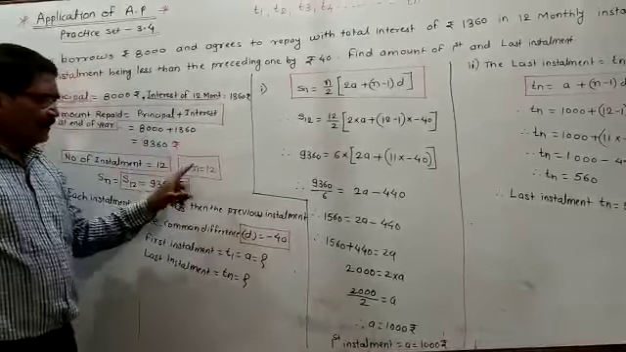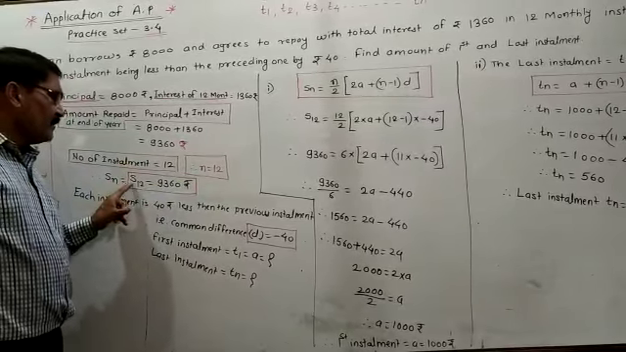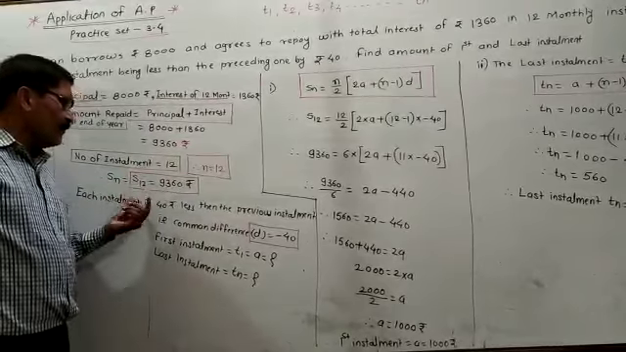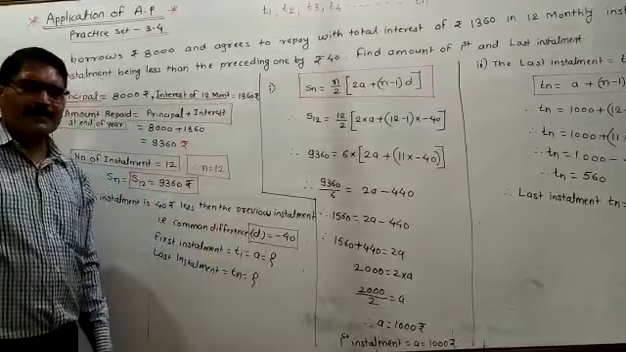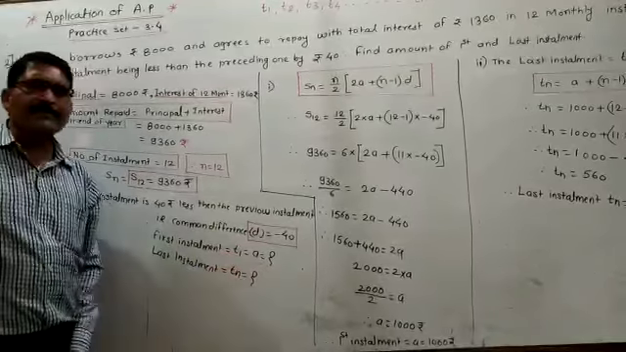What is given? N is equal to 12 is given. S12 is equal to 9360 is given. D is equal to minus 40 is given. Then you have to find out T1, or A, or you have to find out Tn.